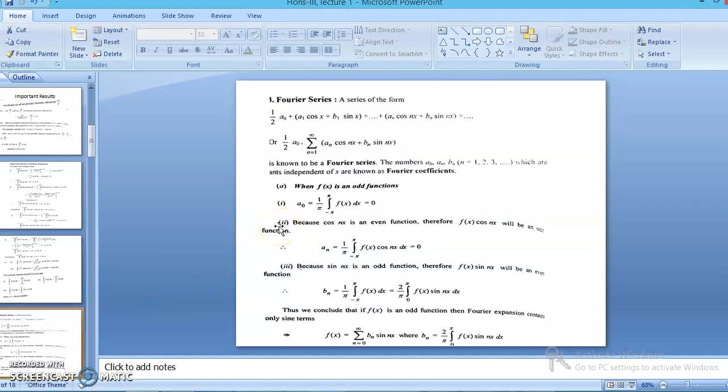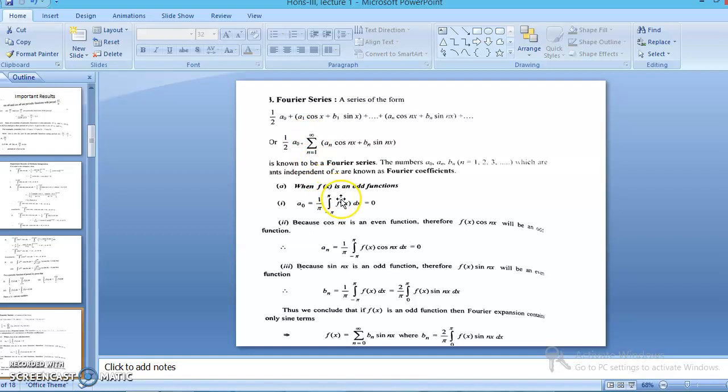Finally, we have the definition of Fourier series. What is a Fourier series? Any series of this form, a naught by 2 plus a1 cos x plus b1 sin x, and so on up to an cos nx plus bn sin nx, or in short form, any series containing terms of this type is called a Fourier series. The numbers a naught, an, bn are independent of x, and these are called Fourier coefficients.